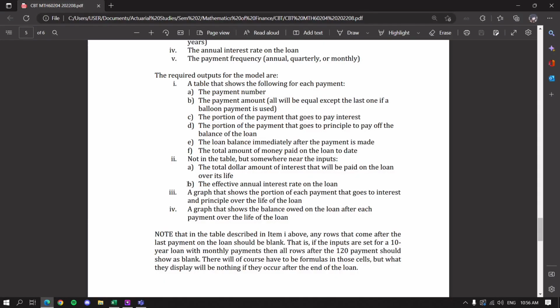The question also asks us to draw two graphs, one that shows the portion of each payment that goes to interest and principal over the life of the loan, which means the interest paid and also the principal paid. And the second one is a graph that shows the balance owed on the loan after each payment over the life of the loan, which means the loan balance.